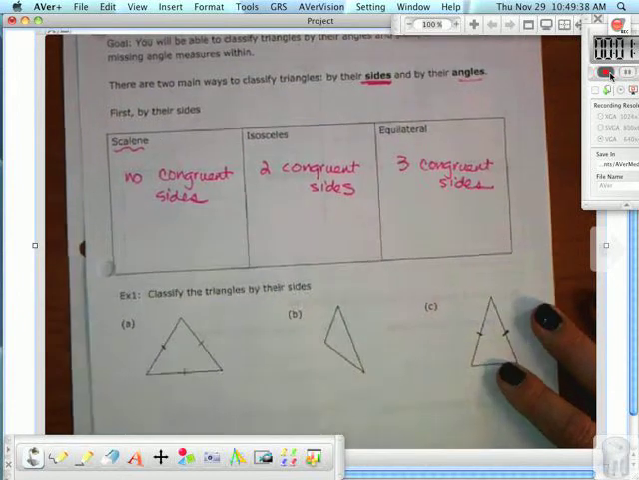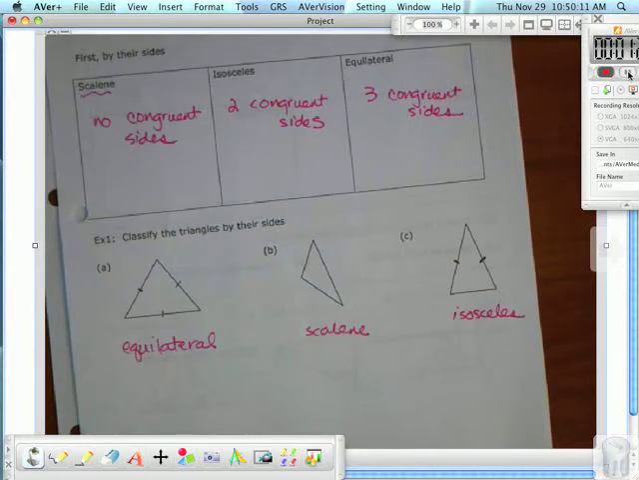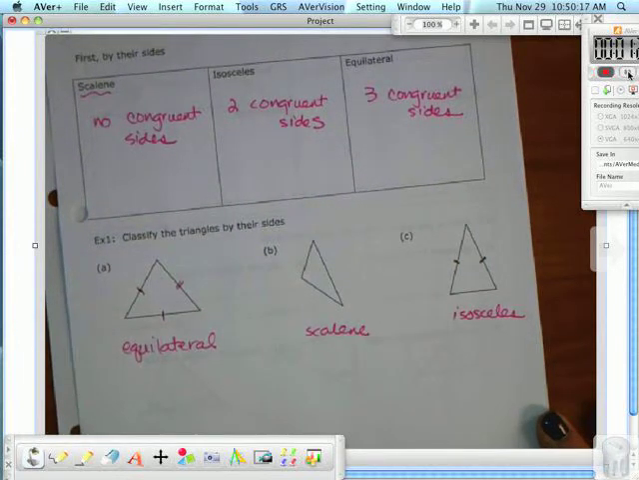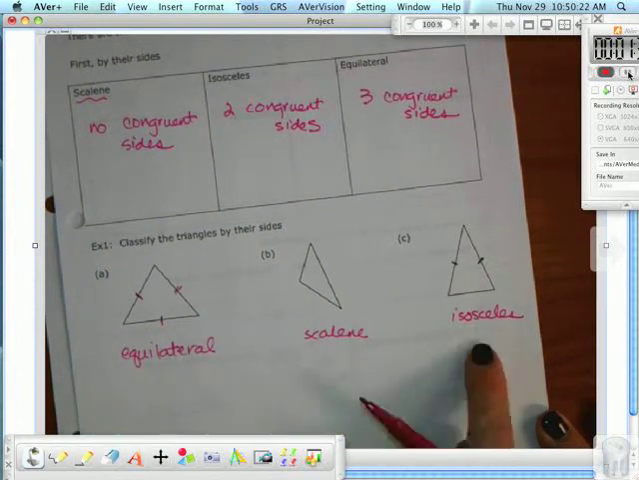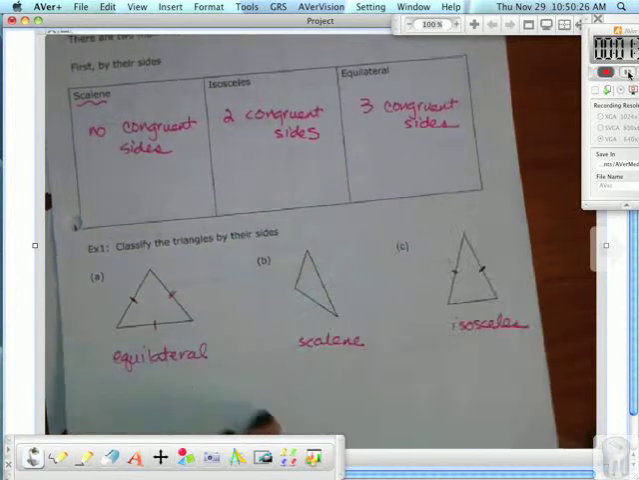Okay. So take just a minute to write down what kind these are. Hopefully this is what you got. Equilateral. What do the little dash marks mean again? Equal. Yes. Keep that in mind. Those three are equal. None of them are equal, and these two are equal. So equilateral, scalene, and isosceles. All righty? Turn the page.